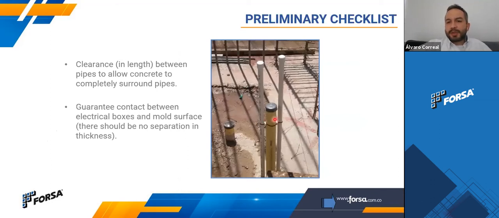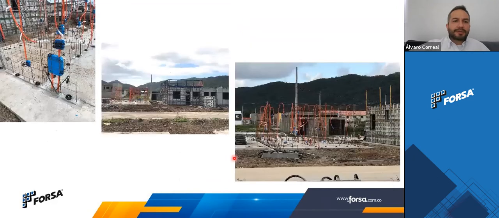The clearance between piping: if you use separators between them, it's better because you guarantee that the concrete is going to surround the pipes. And the electrical boxes, I have some here in this picture. It's better if you have these boxes in direct contact with the formwork. So once you remove the formwork, you can see the electrical box, and you don't have to do any rework. The idea is to have everything almost ready to be painted.